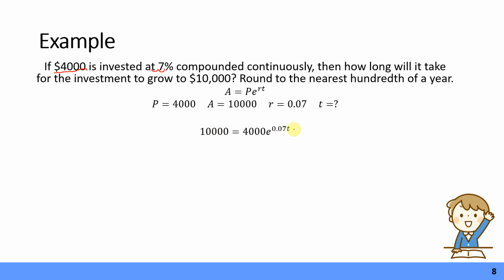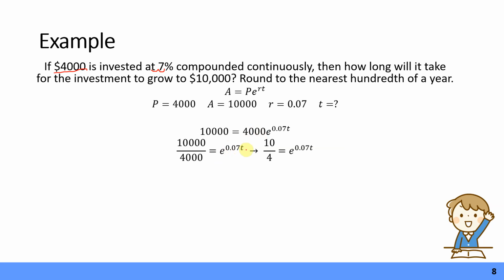Now, like I told you, these are the fun problems because now we're going to have to solve this problem to find t. Not a big deal because we've been doing some of these in previous sections. So my whole job here is to leave the t by itself. So baby steps. We have to get rid of everything here. So first thing I want to do is get rid of the 4,000. Since the 4,000 is in front of the e, they're multiplying. So the opposite of multiplication is division. So I'm going to divide both sides by 4,000. So I'm going to have 10,000 over 4,000 equals, and the 4,000 is gone. I'm left with e raised to the power of 0.07t.